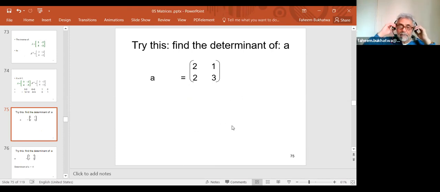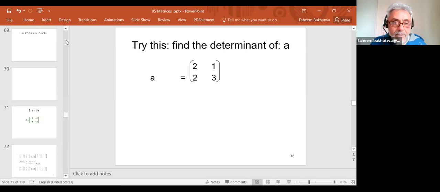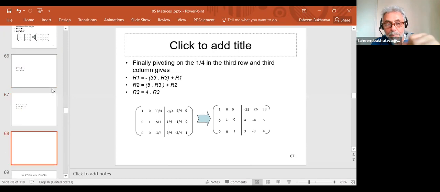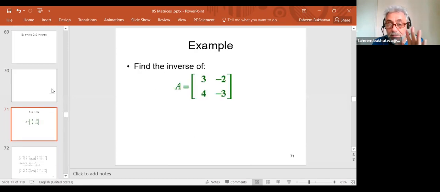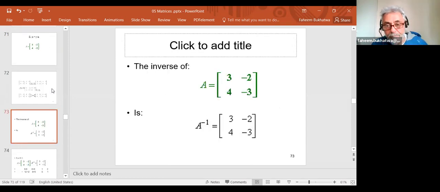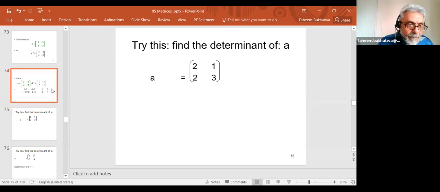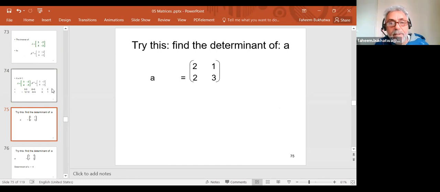So let's work out the determinant now. Let's do it the other way. Let's do it by finding the actual determinant of the matrix. So this is one way of doing it, through row operations. We found the inverse of this matrix using the row operations. Now let's do it using the other technique, using the determinant. Is this the matrix we started with? 2, 1, 2, 3. Is this the one we were working on? Oh, this is just another example. Okay, try to find the determinant for this one.